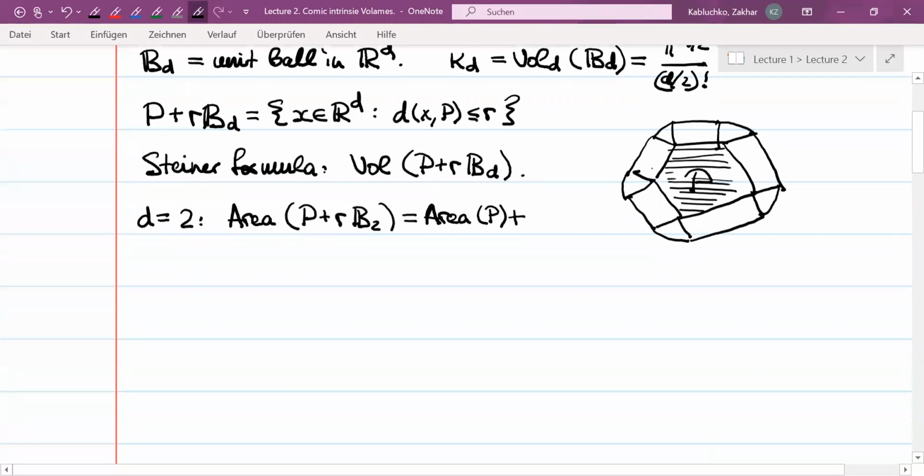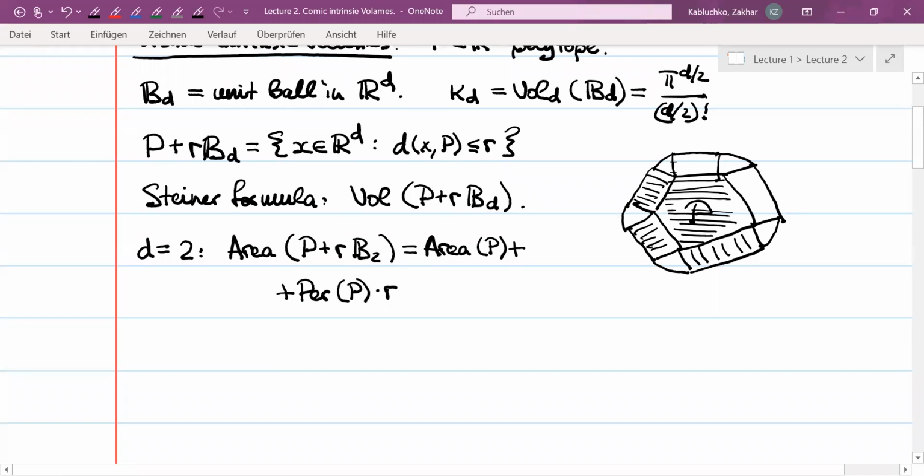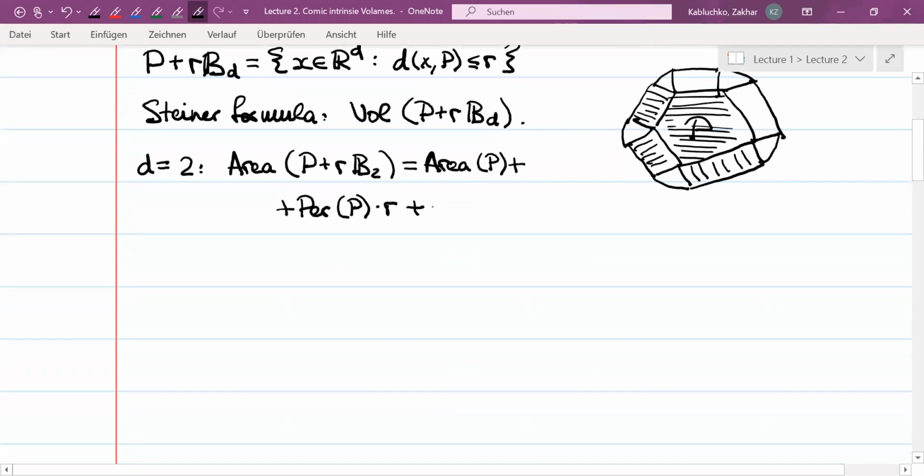Plus the area of all these rectangles, which can be computed by taking the perimeter of P and multiplying it by r, and plus the area of all these sectors. But it's easy to see that if we put them together, they form just one disk of radius r. So one has here pi r squared. So the Steiner formula says that the volume of this neighborhood is a polynomial in r of degree 2 in this case, and in general it is a polynomial of degree D.